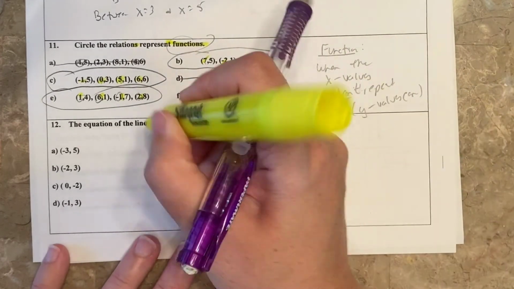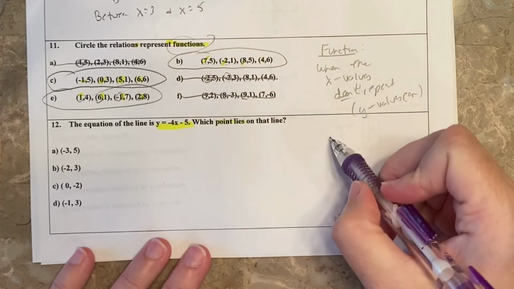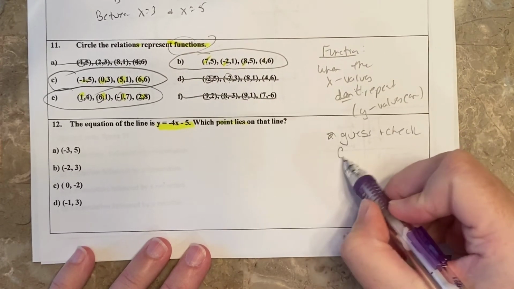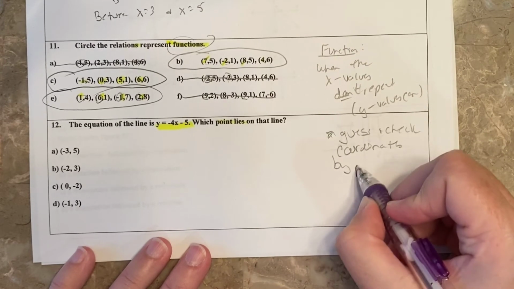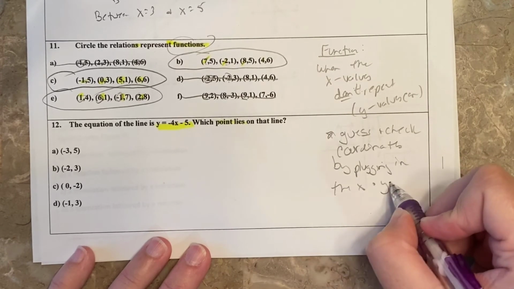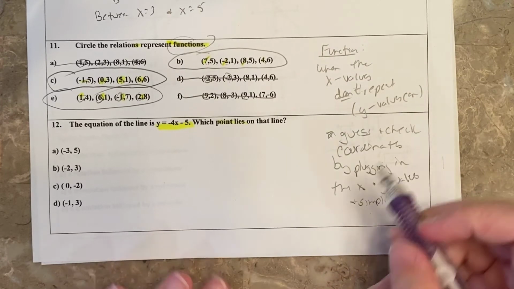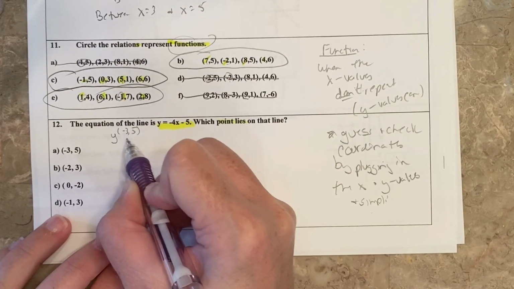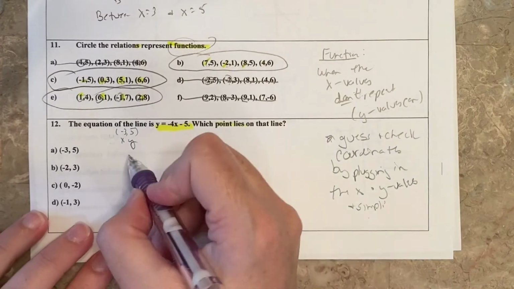Okay, 12. The equation of the line y equals negative 4x minus 5. Which point lies on that line? So this is the one on your multiple choice that you did guess and check for me. So you're going to guess and check the coordinates by plugging in the x and y values. And then we're going to simplify, obviously. All right, so let's start with the first one. So we're going to start with -3, 5. This is my x and this is my y. I'm just going to go right in order. I just always think that's the better thing to do.